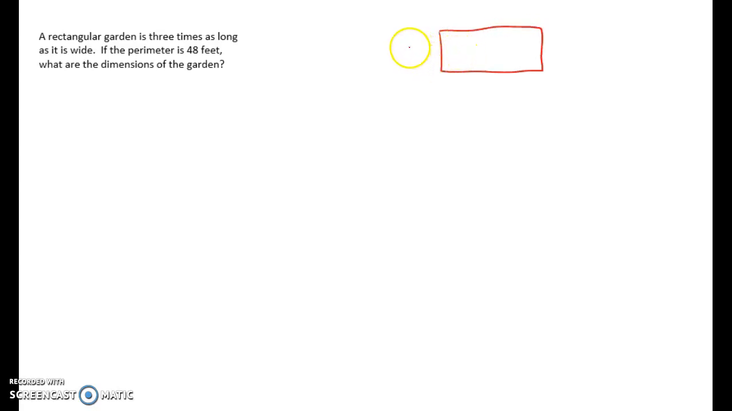So we've got the garden. We know we've got the width. Now it's 3 times as long as it is wide. Well, if it's 3 times, that kind of tells us exactly what to do. 3 times W. It's 3 times whatever that value ends up being.